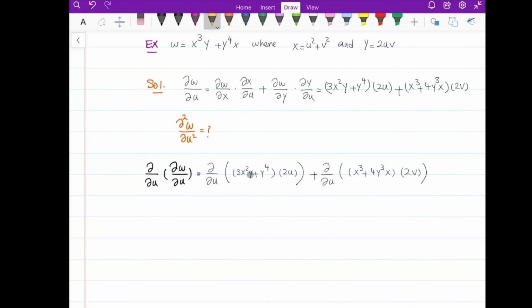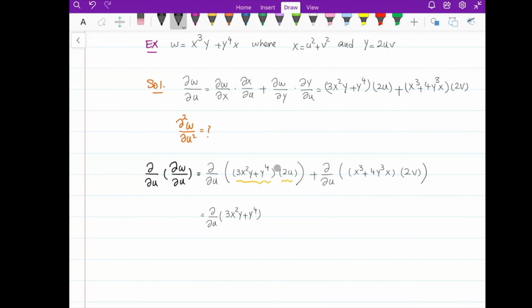This is also a function of u because x and y are both a function of u. So I need to use product rule in here because I have two functions. So using product rule, I can write derivative of the first one. Let me just keep writing this. I'm not gonna calculate it right now. I'm gonna come back to it.